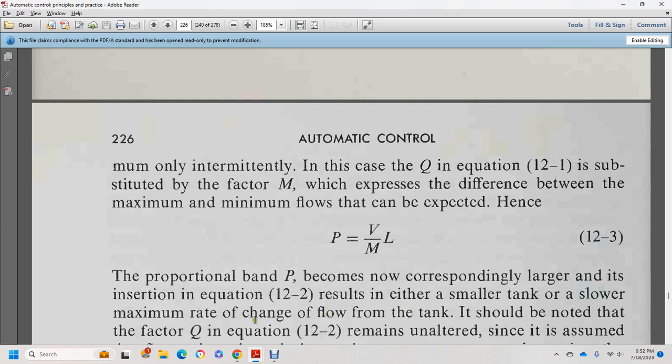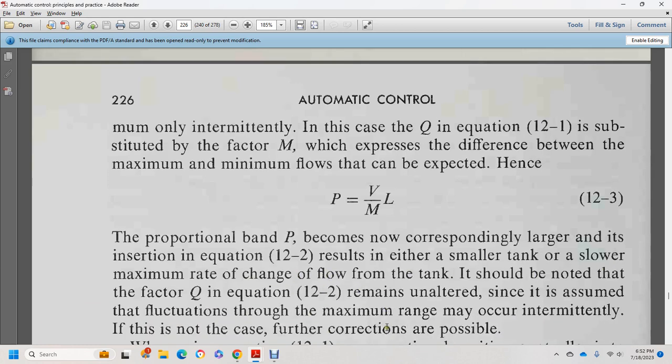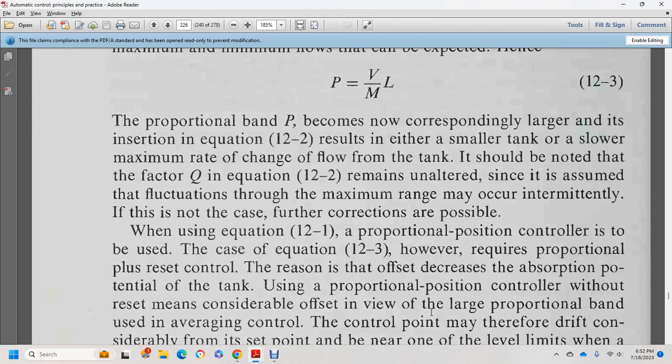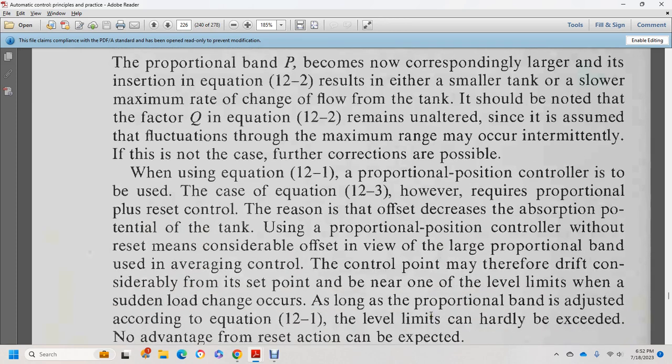It should be noted that factor Q in the equation remains unaltered and is assumed to fluctuate through the maximum range of the intermittent band curve. If that is not the case, further corrections are possible. When using equation 12.1 with proportional position control, it is to be the case of the equation. However, this requires proportional plus reset control in the region with the offset, given the degree of proportion absorption of the potential of the tank.